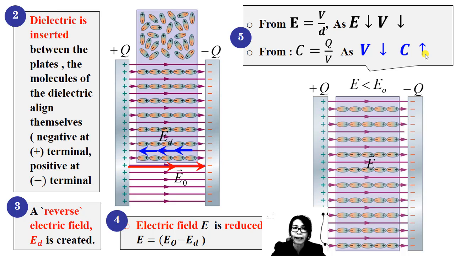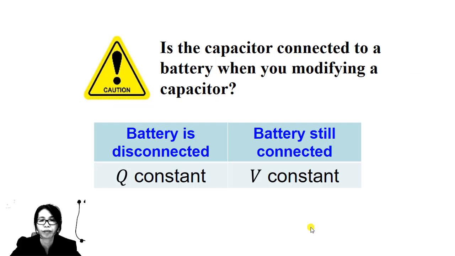Okay, so clear? So class, before I end the videos for this subtopic, I would like to remind you on one thing. When we do modifications for a capacitor, we must always ask ourselves, is the capacitor connected to a battery or not? Like what we have done with the explanation on the effect of dielectrics on parallel plate capacitors, we disconnect the battery from the capacitor. So when we disconnect the battery from the capacitor, the charge is constant.